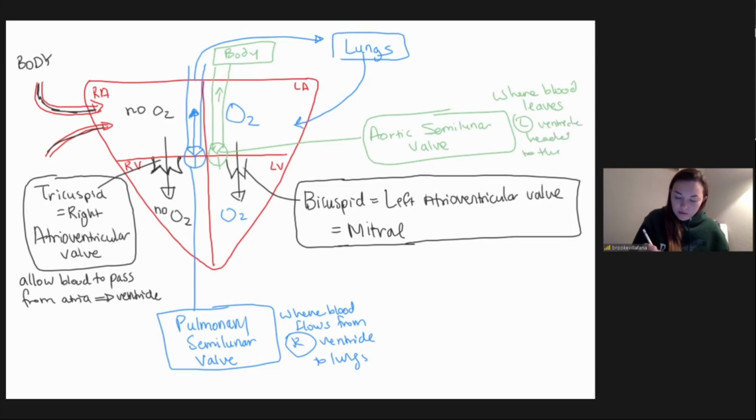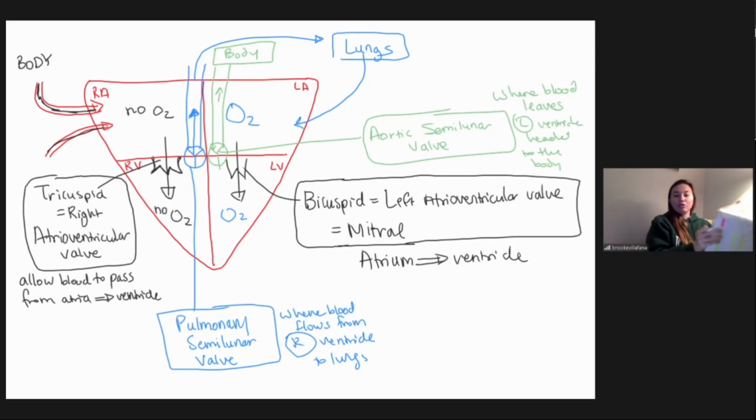All right, so we have 4 valves: tricuspid, right atrioventricular, bicuspid, left atrioventricular. What do these connect? They just connect the atrium to the ventricle. What do the semilunar valves connect? The semilunar valves connect the ventricles to another part of the body. If it's going to the lungs on the right side, it's the pulmonary semilunar valve. If it's going to the body on the left side, it's the aortic semilunar valve. Okay?